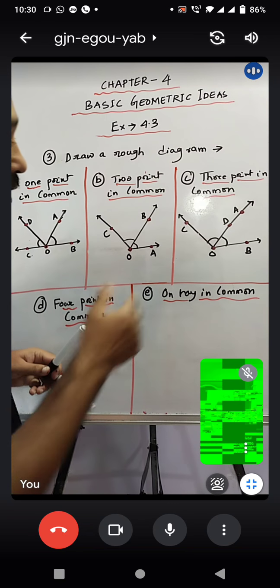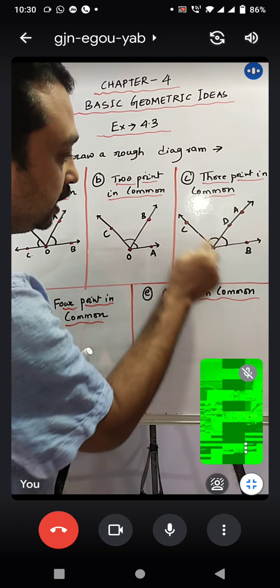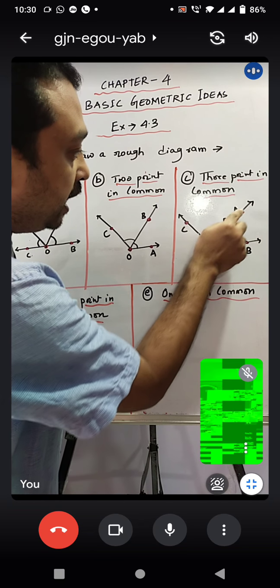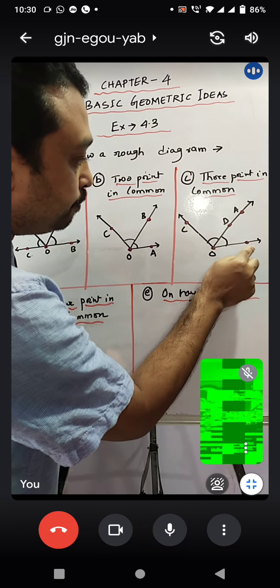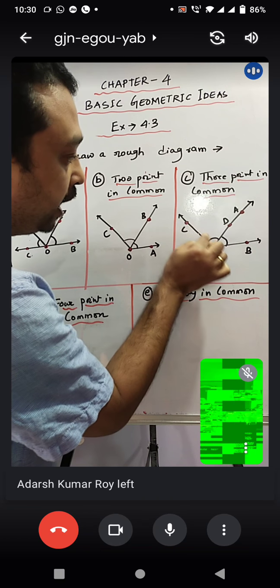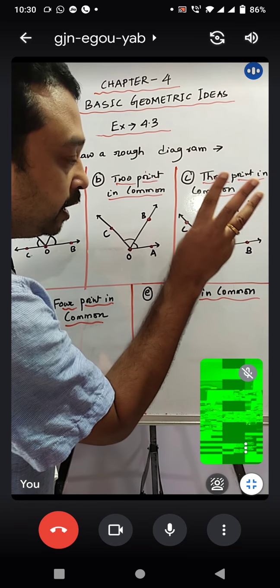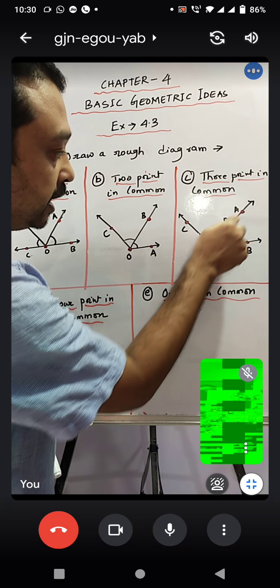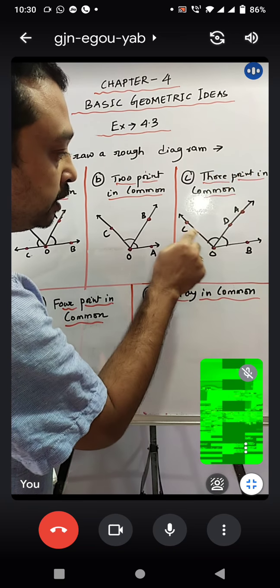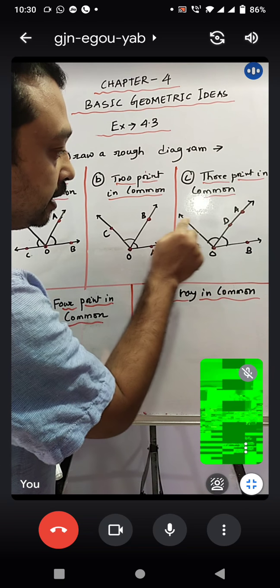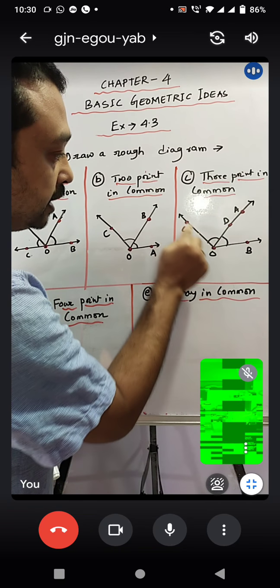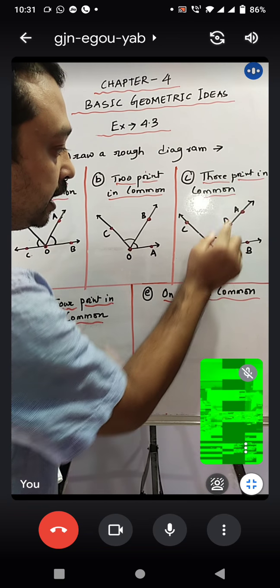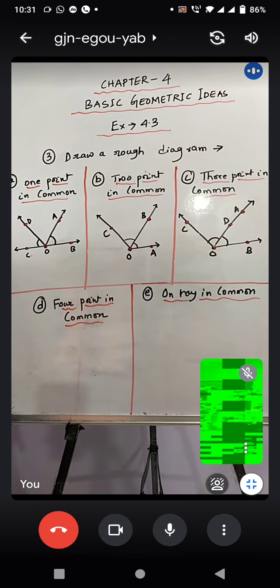Now if you carefully see this angle, on this line we have C, O, D, A, and this angle is also having B, O, D, A. So these two angles are having 3 points in common, that is O, D and A. This angle is having O, D and A, and this angle is also having O, D and A. So O, D and A are the common points.